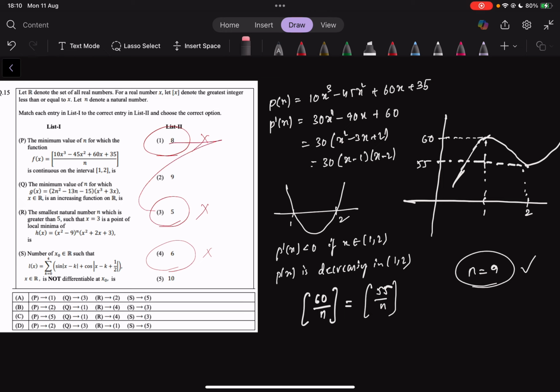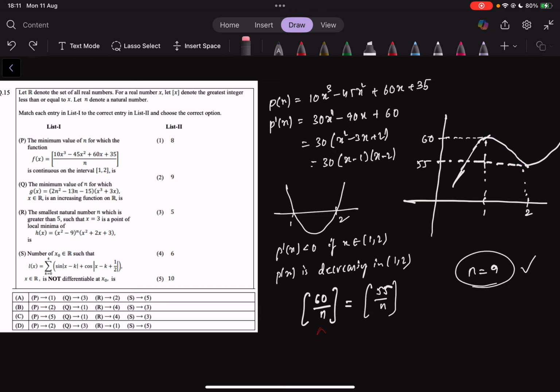So the answer will be 9 for the first one, because the function inside the greatest integer function must be of the same integer. Our box function is not continuous at integers. So we should have the same integer throughout this 60 to 55. It should not change our integer when we divide by n.